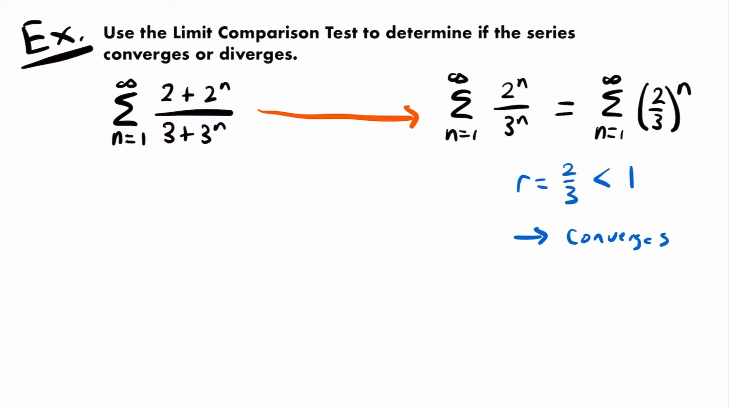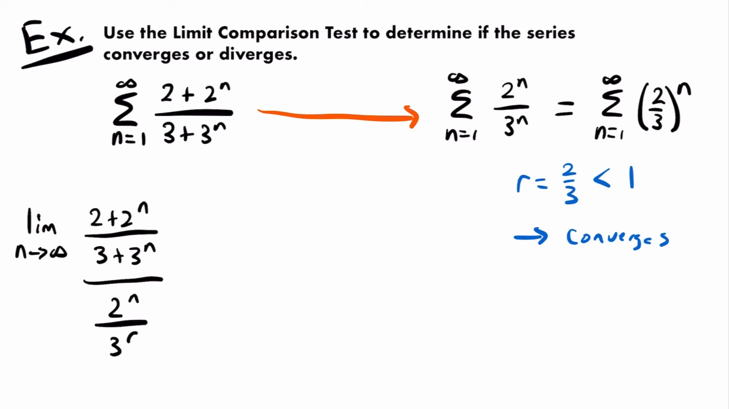And so now that we have that comparison series and know that it converges, we can look at the limit of this expression divided by this expression, right? The original series divided by the comparison series. So we will have the limit as n approaches infinity of 2 plus 2 to the power of n divided by 3 plus 3 to the power of n divided by 2 to the power of n divided by 3 to the power of n.